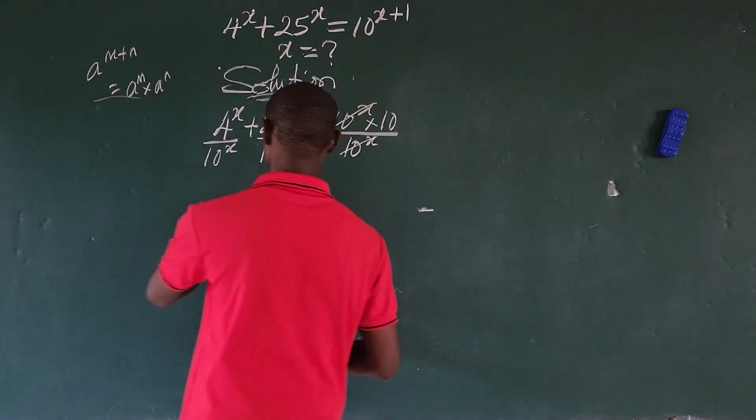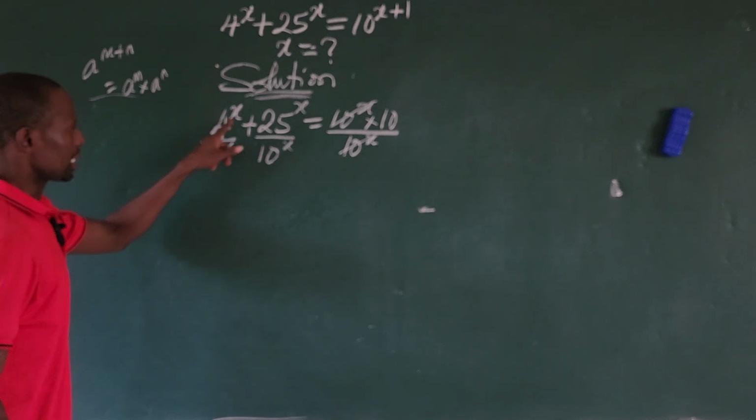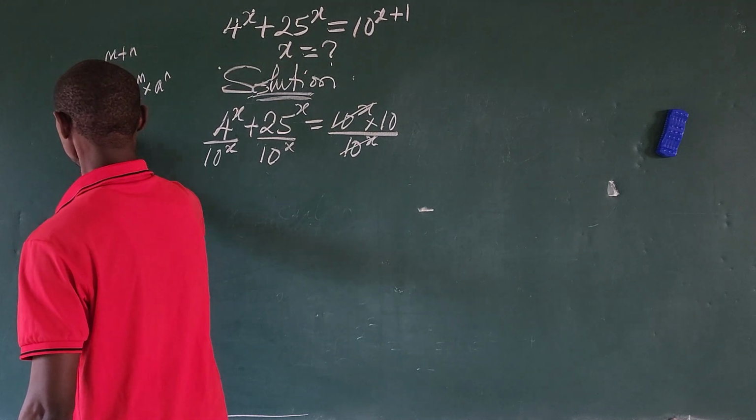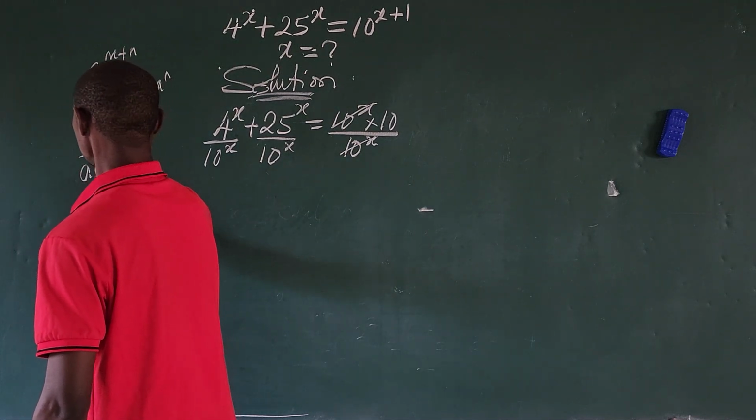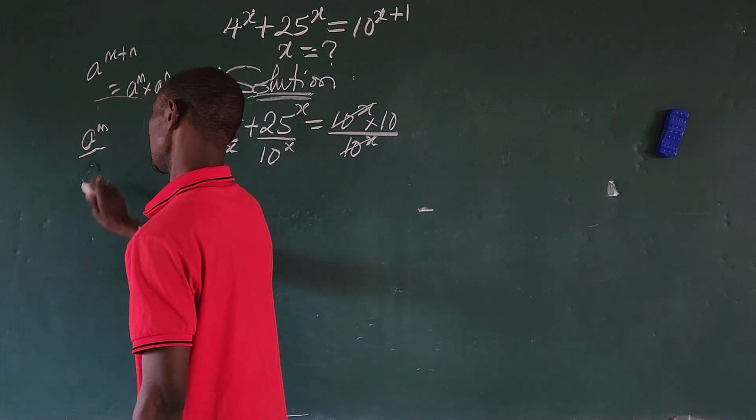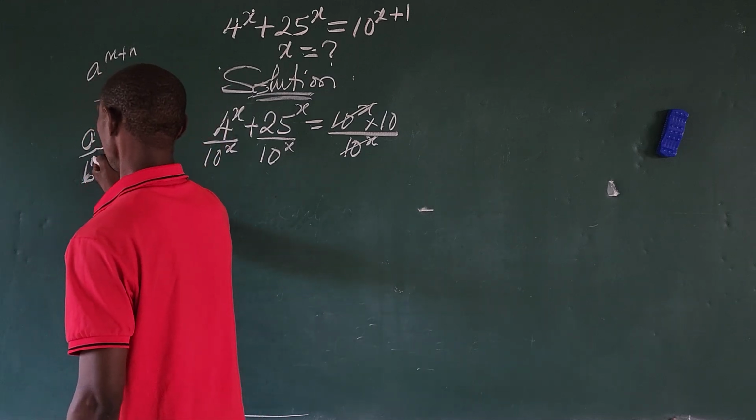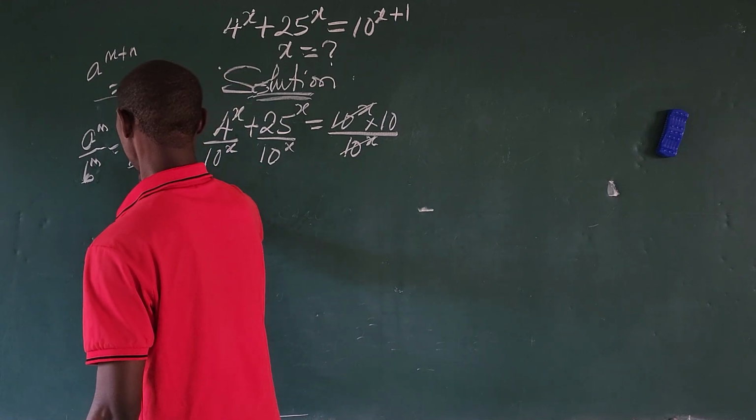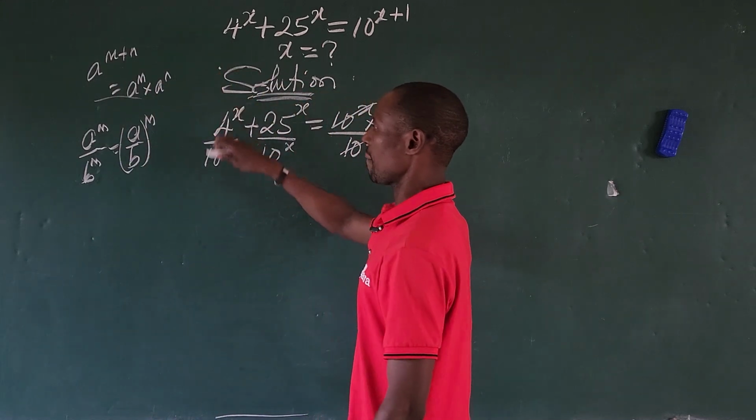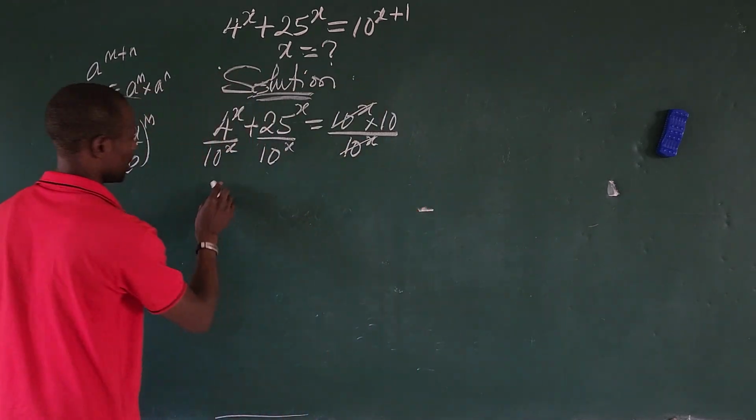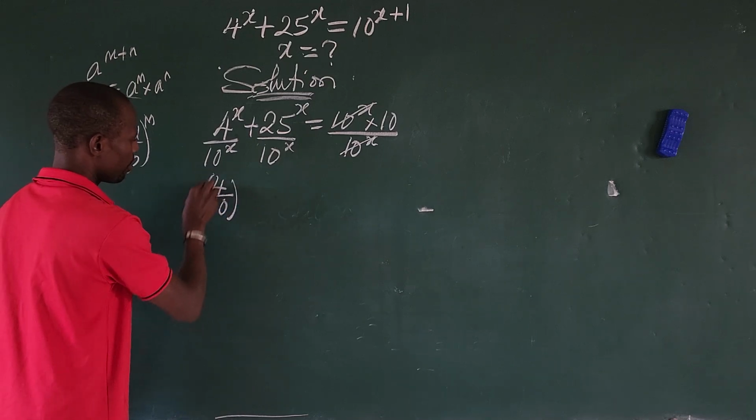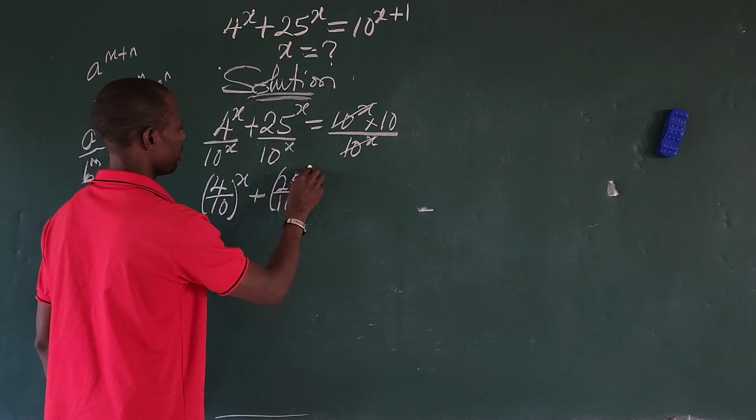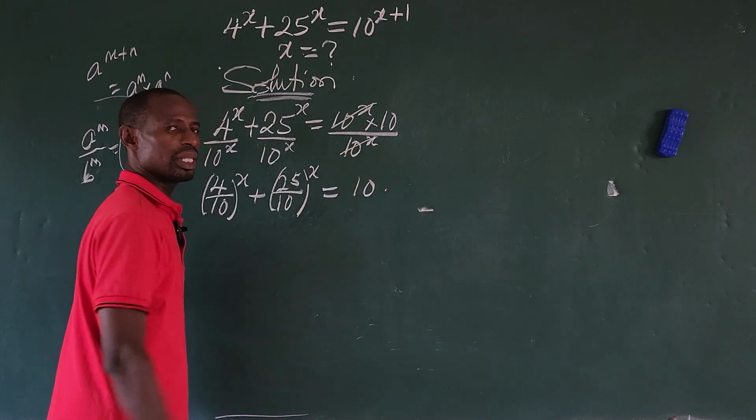All right? So let's go ahead and rewrite this out now. Before then, look at this expression we have here. Another law says that if you have a to the power of m all over b to the power of m, because the powers are the same, this is equal to a over b all raised to the power of m. So we're going to apply this law to this expression. We have 4 over 10 all raised to the power of x plus 25 over 10 all raised to the power of x. This is equal to, on this side, we're left with just 10.